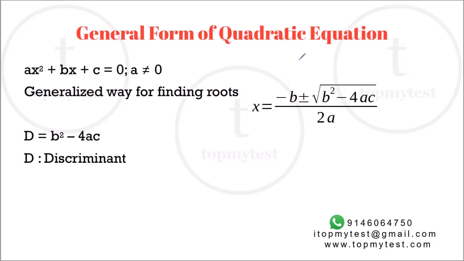Now, the general form of a quadratic equation is ax squared plus bx plus c equals 0. The key determining factor is that a cannot be equal to 0, because if a becomes 0, then it will no longer be a quadratic equation. The general form of finding the roots is x equals minus b plus or minus square root of b square minus 4ac, divided by 2a, where a, b, and c are the coefficients of x square, x, and the constant term respectively. The nature of the roots is usually determined by the discriminant, which is b square minus 4ac. We'll come to this discriminant a little later in this session.